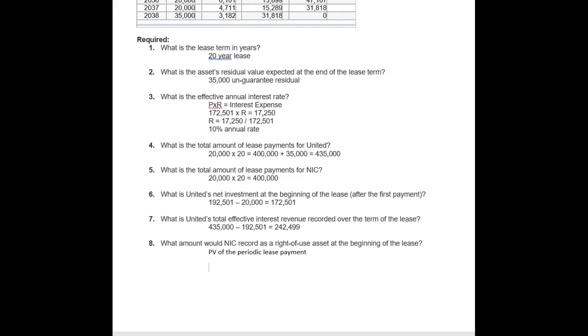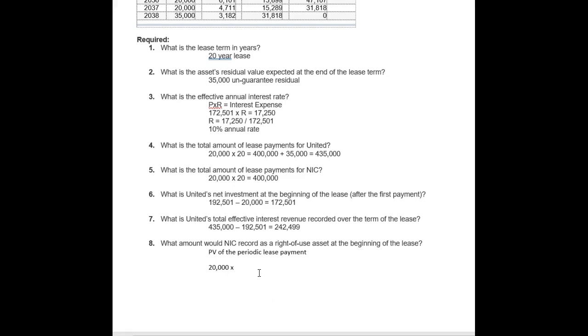So how would we do that? Well, we're only going to make the $20,000 payments, and that's it. We're not worried about the residual because it's not guaranteed by us. We don't have to pay them the $35,000 if the asset's not worth that. So we ignore the fact that the lessor included any residual value at all. So we're going to take the $20,000. We're going to do the PV. So we're going to use the PV tables.